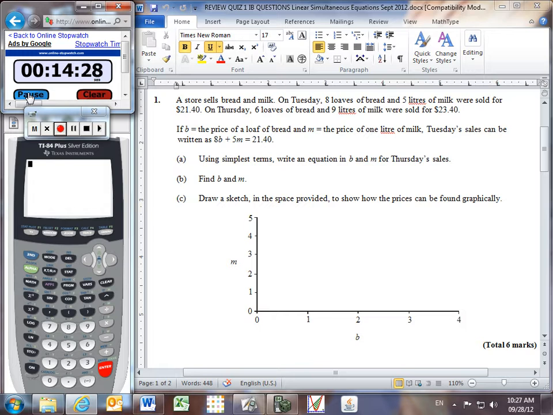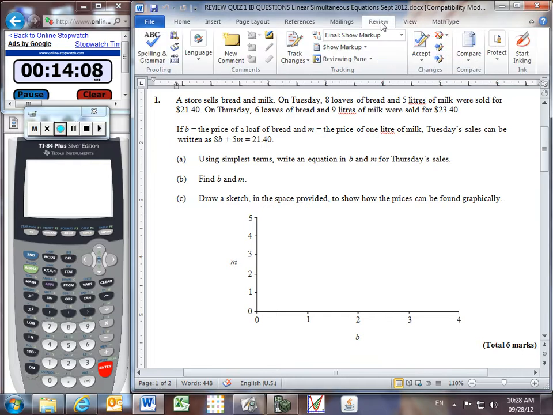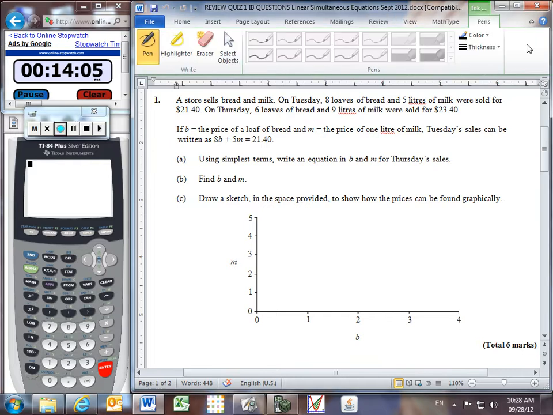8 loaves of bread, that's right there, 8 times the price of each loaf of bread, and 5 liters of milk, that's 5 times each liter of milk, is going to be a total of $21.40. And so part A says that we need to write an equation in B and M for Thursday's sales, which is 6 loaves of bread, so 6 times B, which represents the amount of each loaf of bread, plus 9 liters of milk, so 9 times M, the quantity, is going to give us a total of 23.40, or I can write that as 23.4.